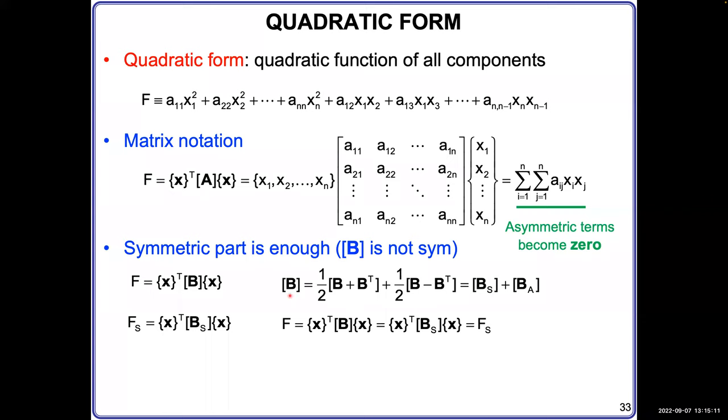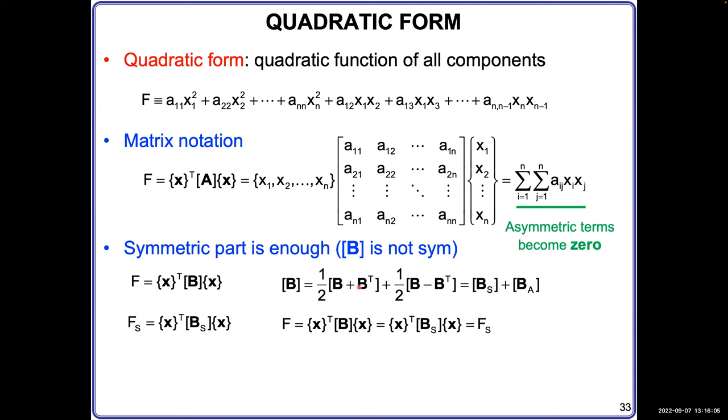Here is one example. Can you guys see my mouse, my cursor? Yeah, okay, good. So if I have a matrix, let's just call it B, capital B, bold in the bracket. This matrix can always be written in the format 1/2 (B plus B transpose) plus 1/2 (B minus B transpose). It can be written this way because 1/2 B plus 1/2 B still equals B, and 1/2 B transpose minus 1/2 B transpose equals zero, right? So this is the same thing. But the first term you see is 1/2 (B plus B transpose).